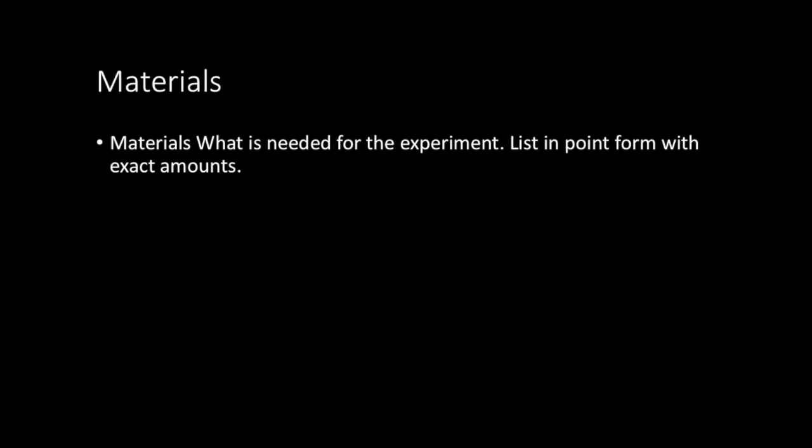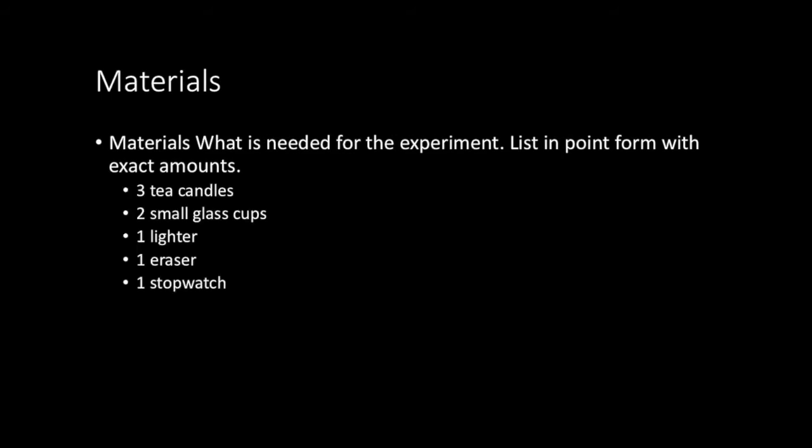Next, we need to go over the materials. Materials are what is needed for the experiment. It's usually listed in point form with exact amounts. We are going to need 3 tea candles, 2 small glass cups, 1 lighter, 1 eraser, and 1 stopwatch.